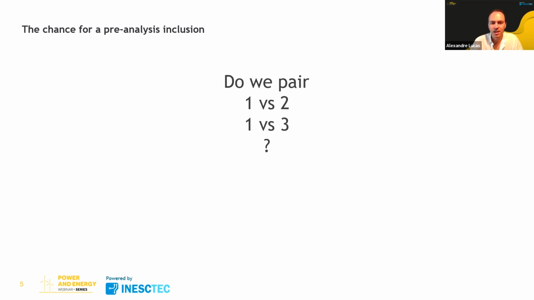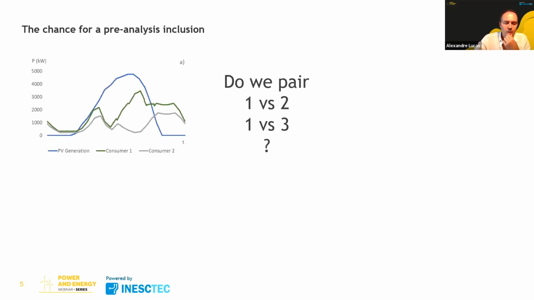How big should it be? So all the natural questions came up. And in fact, we started to say maybe there are consumers that it makes more sense for them to pair with each other than others. So should a given consumer A pair with a consumer B or 2, or consumer 1 should pair with consumer 3? So we started by looking at their load profiles.